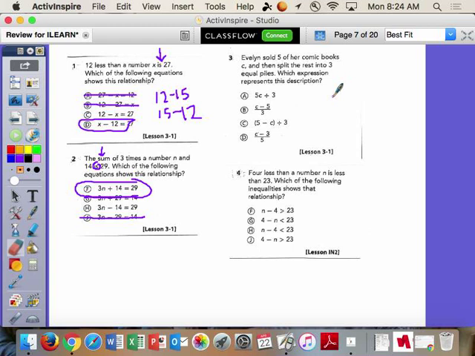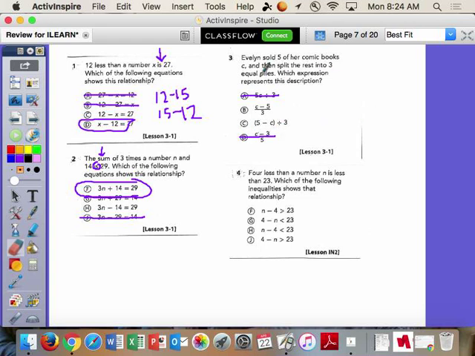Evelyn sold 5 of her comic books C and then split the rest into 3 equal piles. Okay? So if you're selling something, are you adding it, subtracting it, multiplying it, or dividing it? You're subtracting it. So she's selling 5. So which is the only one that deals with subtraction and 5? That one and that one. So we have 2. Okay?